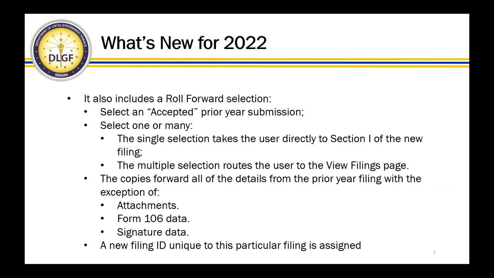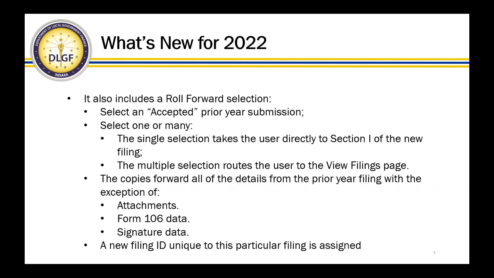With this, a taxpayer would select the accepted prior year submission, and they can select one or many, a single selection or a multiple selection, in the view filings page. Copies of all the details from the prior year are forwarded on. That would be the taxpayer name, address, and all the filing information that was populated last year by the taxpayer or the agent, the CPA.